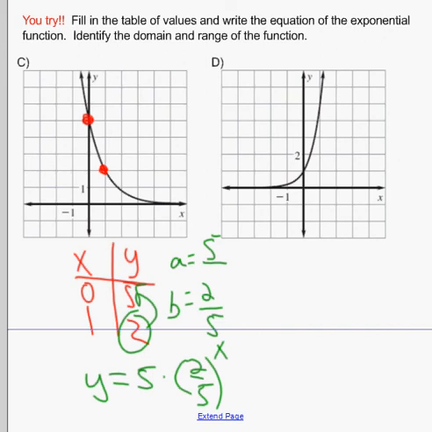Okay? Now, go on to the next problem, problem D. Okay? Hit pause, try the problem, and when you're ready to check your answer, please hit play again, and we'll go over it.